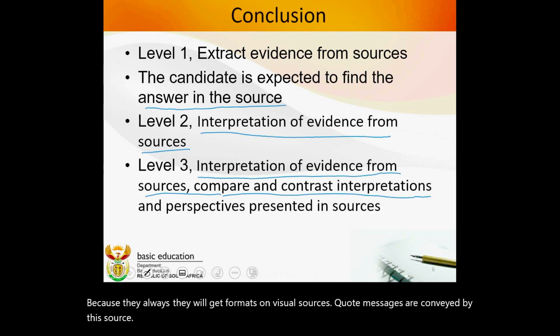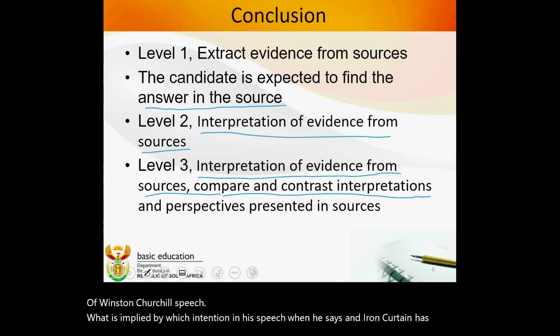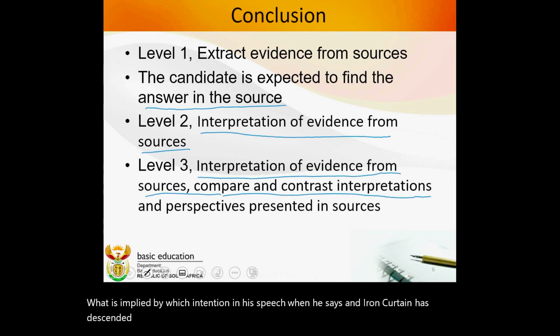Always on level 2 questions is why. Explain why. 2 times 2, 4 marks. And most learners, they score 0 on level 2 questions. Remember, earlier on, I made an example of Winston Churchill's speech: what is implied by Winston Churchill in his speech when he says an iron curtain has descended across the continent in 1945?